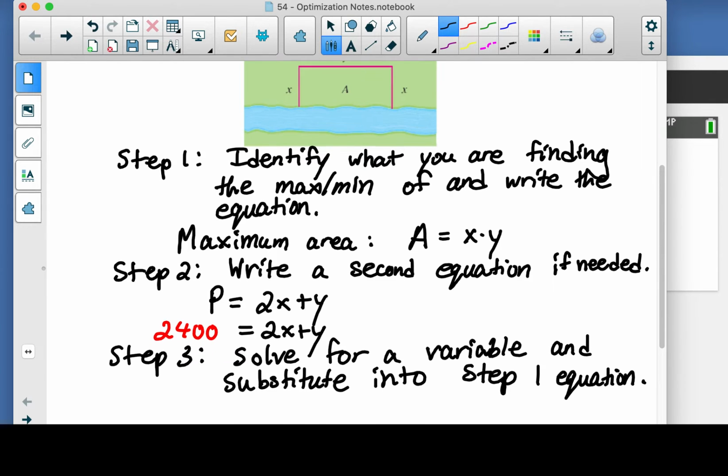So it's always good to identify that one first, even though you might have more equations that we're going to be working with. So I'm actually going to take the 2,400 equals 2x plus y. We'll solve that for y. So we would get y is equal to 2,400 minus 2x.